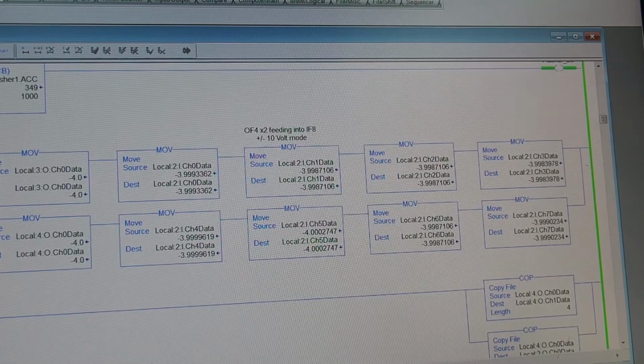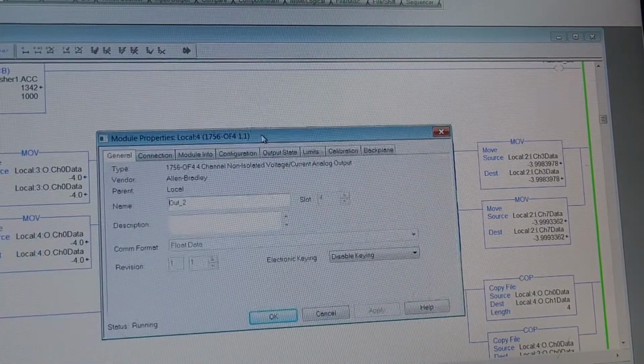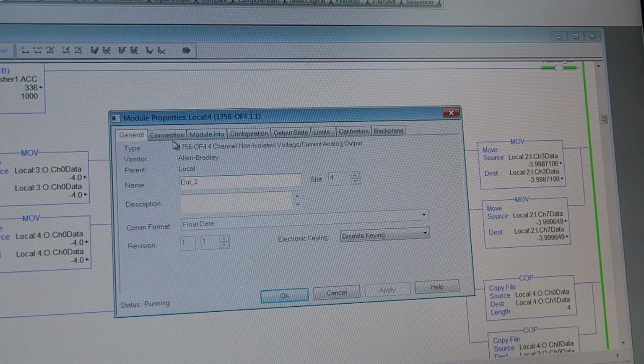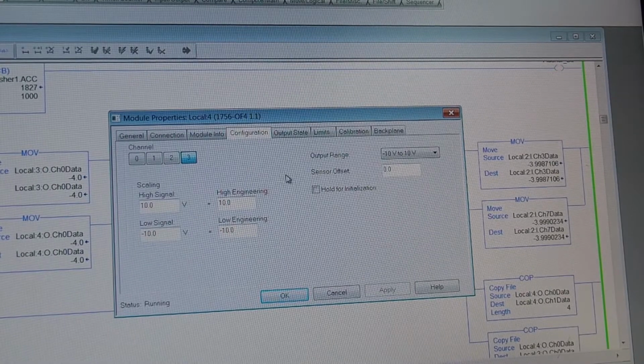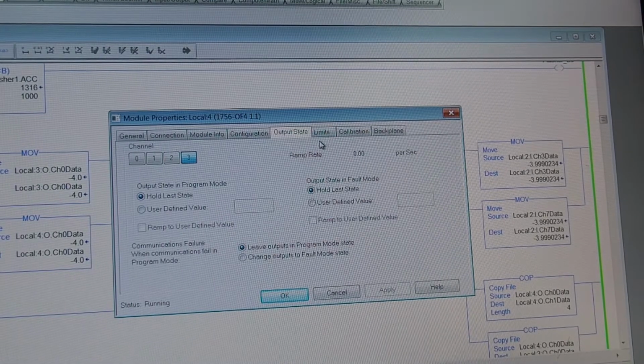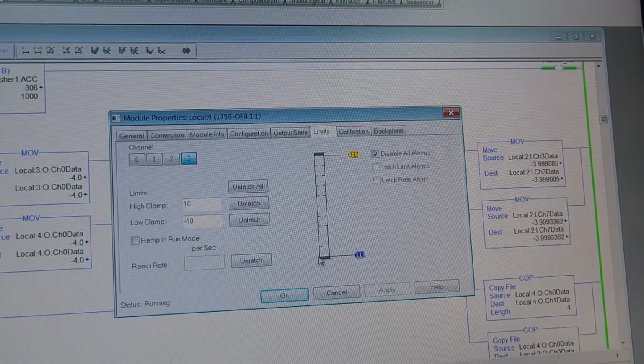We go down to the output, and they're both again the same configuration. And you have to go into your module info configuration, and again, this is all voltage, so from plus 10 to minus 10, and 0 to 10, and everything's the same. And then your output state, and then your limits. And again, these limits have to match the limits for the input, where you've got your plus and minus 10. If it was milliamps, it'd be 0 and 20. So there you go.